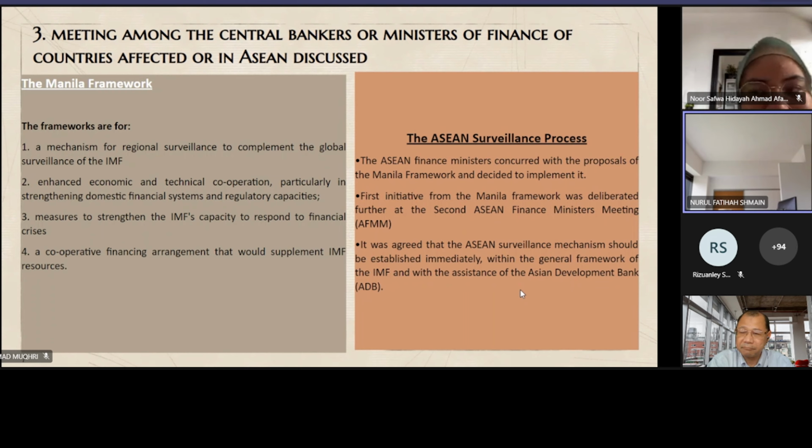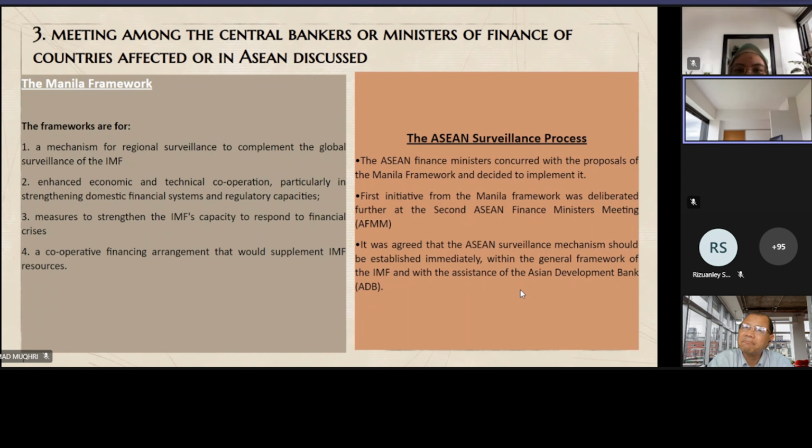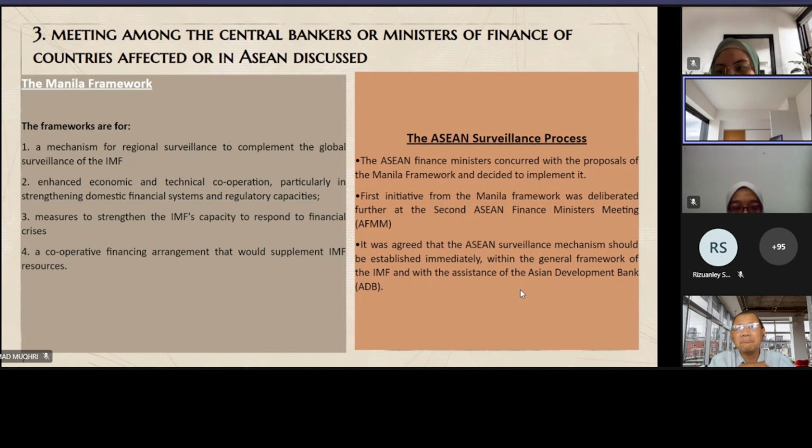Okay, I will continue. Next, there were a lot of meetings that have been discussed, and among them, these two are examples. First, the Manila Framework. It happened on 18 to 19 November 1997 in Manila, where the Ministry of Finance and Central Bank deputies of 14 Asia-Pacific economies met to discuss an approach to restoring financial stability in the region. They came up with a new initiative called the Manila Framework. It includes regional surveillance and a regional financial arrangement.